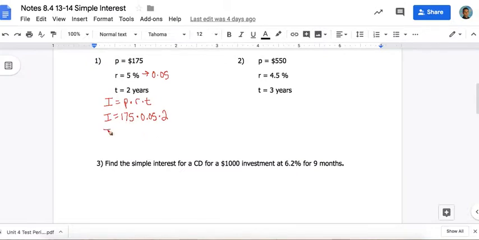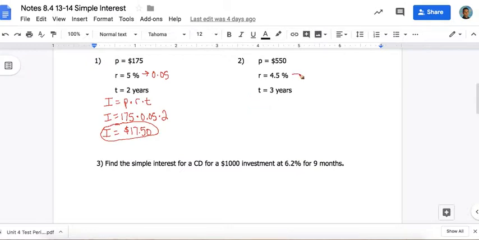Now we're going to multiply that together, and the answer is $17.50. So the amount of interest that would be earned or paid on that amount over that amount of time would be $17.50. So circle your answer. And that's it.